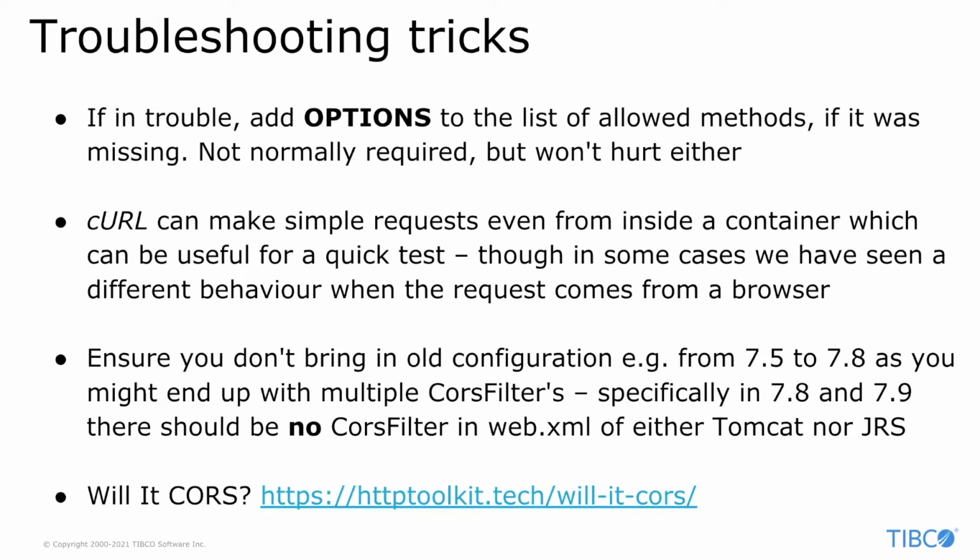Now, another thing I want to mention, this is true for pretty much any configuration, not just for CORS: just make sure you don't bring in old configuration files from, let's say, 7.5.0 or 7.5.1. If you upgrade to, let's say, 7.8, and you just copy and paste the configuration, you're going to end up with the new file that we talked about that has the standard configuration for 7.8, and then you're going to have the other CORS filter in web.xml, and then they're not going to work, right? Because you're going to have two filters, it's going to be messy.